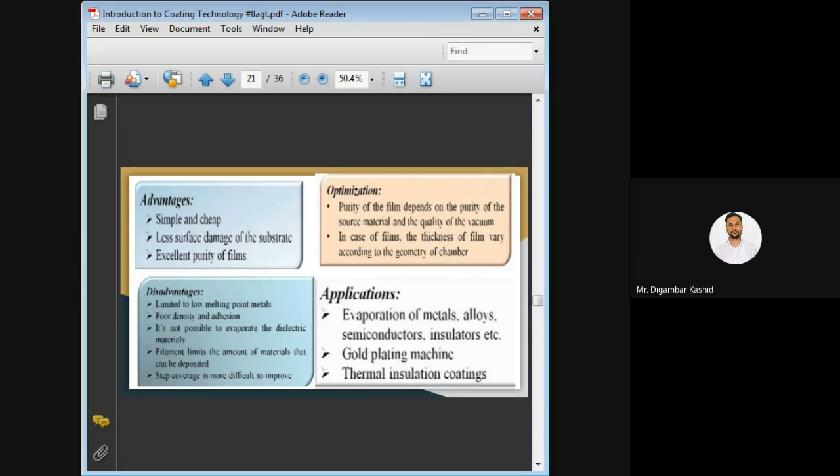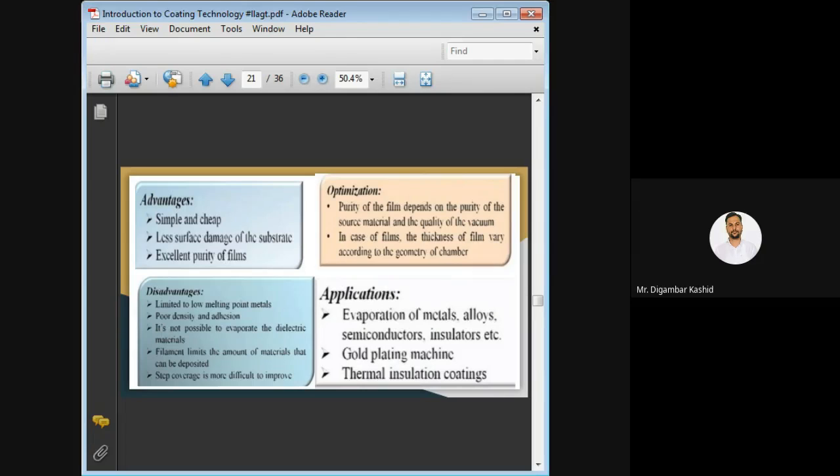Then there are certain kinds of disadvantages also. As I have mentioned, it is limited to low melting point metals.